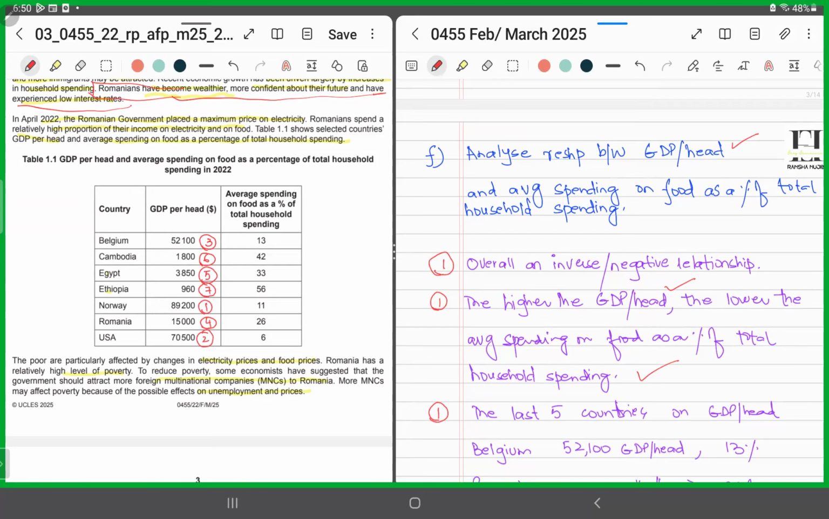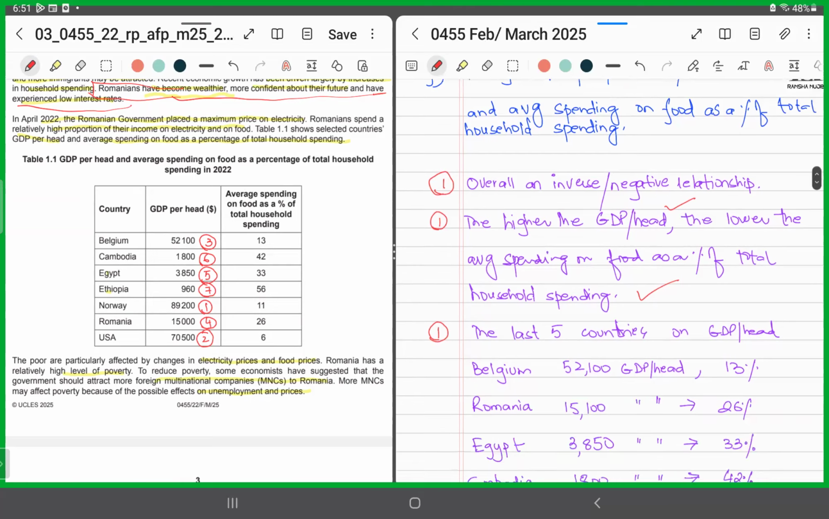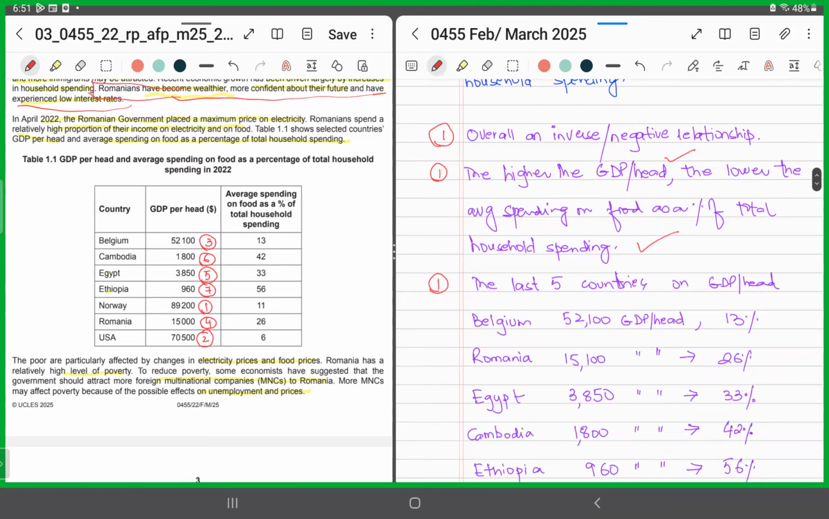That means as the countries start to earn more and more on GDP per head, the spending on food would reduce as a proportion of total spending. They would be spending less. What makes us say that? First, I'm just explaining you the answer, then I'll show you with the help of the data why.